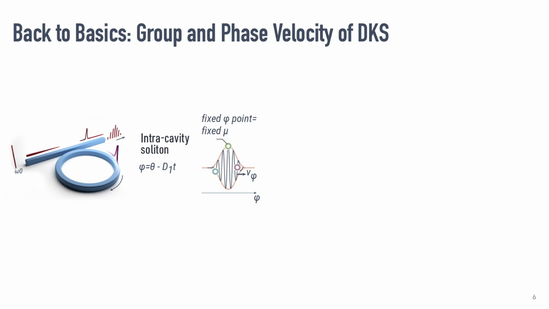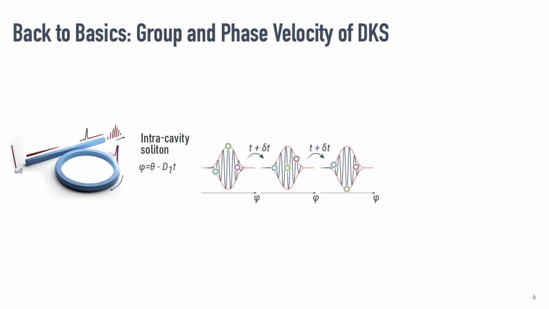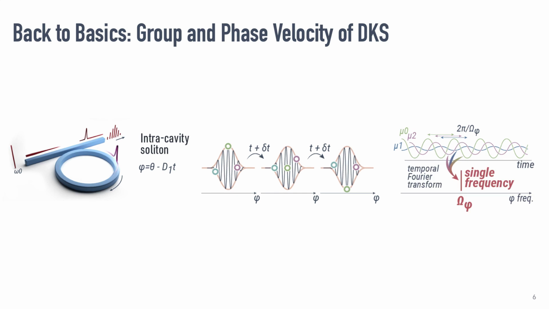If you take a fixed point in phi, which is a fixed point in the azimuthal angle, you can see what's going to happen with time: they're going to oscillate. If you record it in time, they all oscillate differently, but what's really important is that this period is exactly the same. It is related to the discrepancy between group velocity and phase velocity. If you have a signal in time, you can Fourier transform it and you get a single frequency.